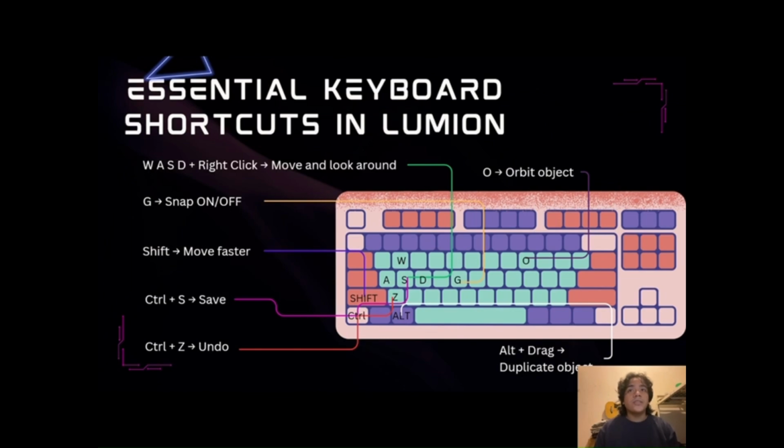First I'm going to present the essential keyboard shortcuts in Lumion. First we have WASD, which we all know, plus right click to move and look around inside Lumion. And also we have G to snap on and off. Also Shift to move faster while using WASD. And also Control S to save. And our favorite, which is Control Z to undo. And also we have O to orbit objects, and lastly is Alt plus drag to duplicate objects.